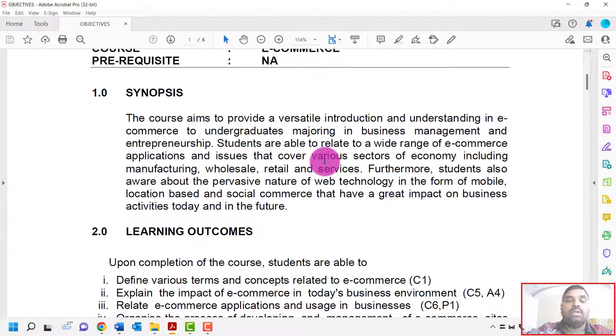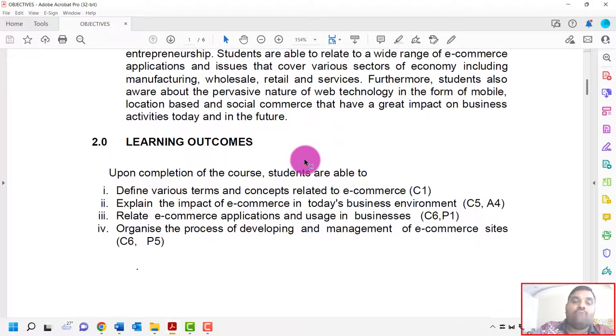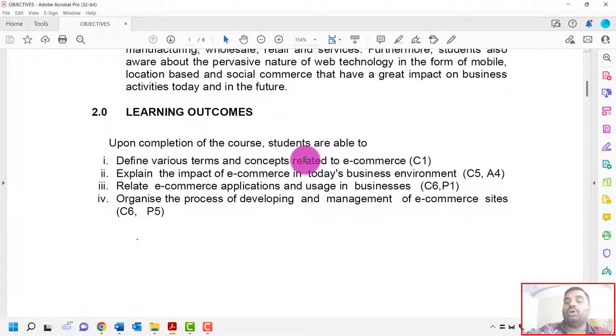This is the synopsis of the course. Upon completion of this course, after your final exam, you are able to define various terms and concepts related to e-commerce. I will explain what the terms are throughout the semester. Explain the impact of e-commerce in today's business environment. As you know, the impact of e-commerce in today's business environment is really enormous, a huge impact.